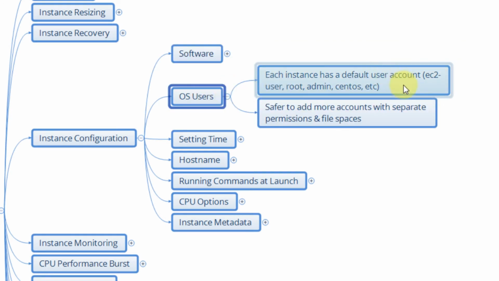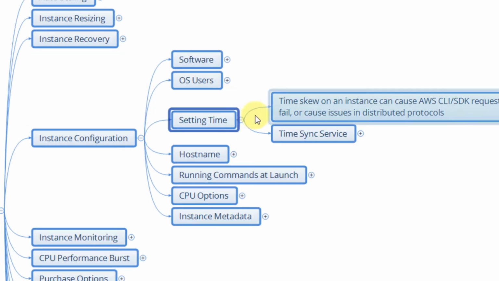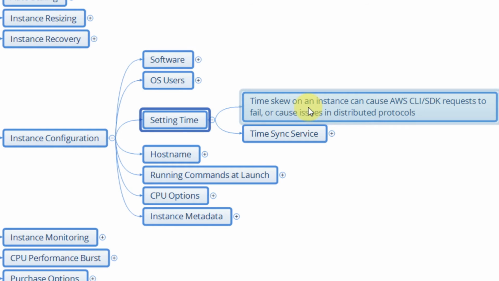The OS users: each instance has a default user account. Depending on the instance type, the username is ec2-user or root or admin or centos, etc. But in addition, it's safe from a security perspective to add more user accounts on your EC2 instance with separate permissions and file spaces.